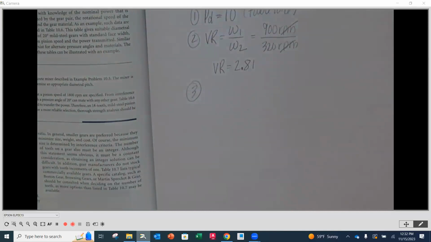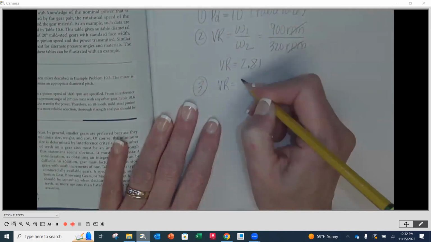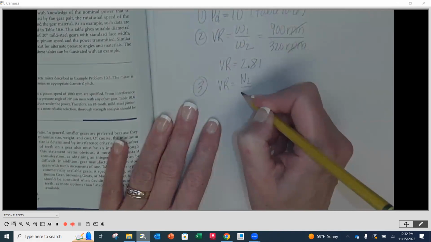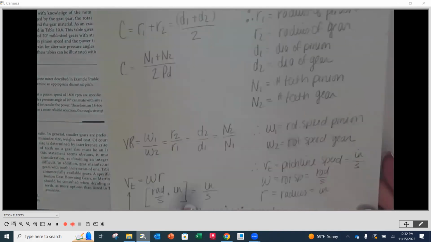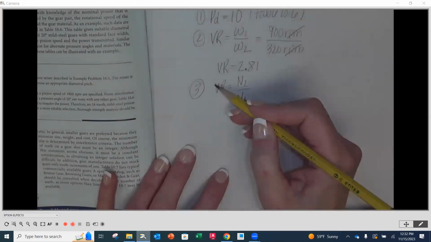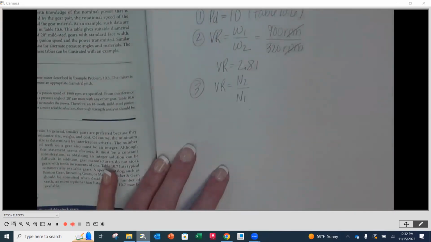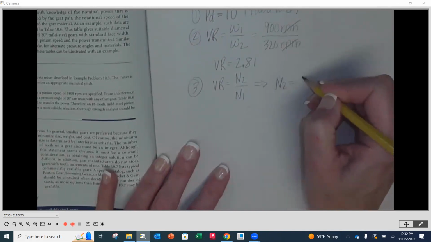Again, because we're usually starting with the number of teeth on our pinion, you're going to start on the left, the lower end, if you would. So if we say our velocity ratio is equal to the number of teeth on the gear divided by the number of teeth on the pinion, that's our equation, right? Solving for the number of teeth on our gear, I'm simply going to multiply up my N1, algebraically. So I can rearrange this to be N2 is equal to my velocity ratio times N1.